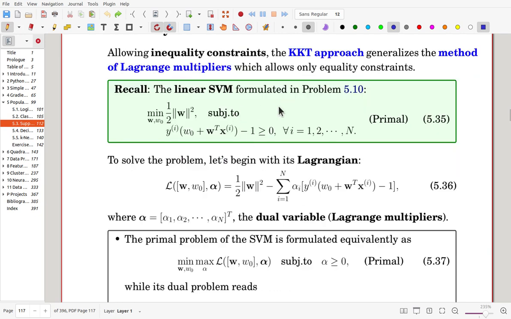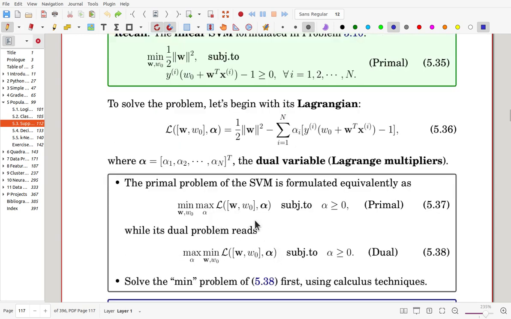The original problem can be equivalently formulated in this primal problem: min over W and max over alpha of the Lagrangian, subject to alpha non-negative. That is dual feasibility. We try to get alpha non-negative. And its dual problem can be formed by exchanging minimum and maximum: max over alpha and min over W of the Lagrangian.